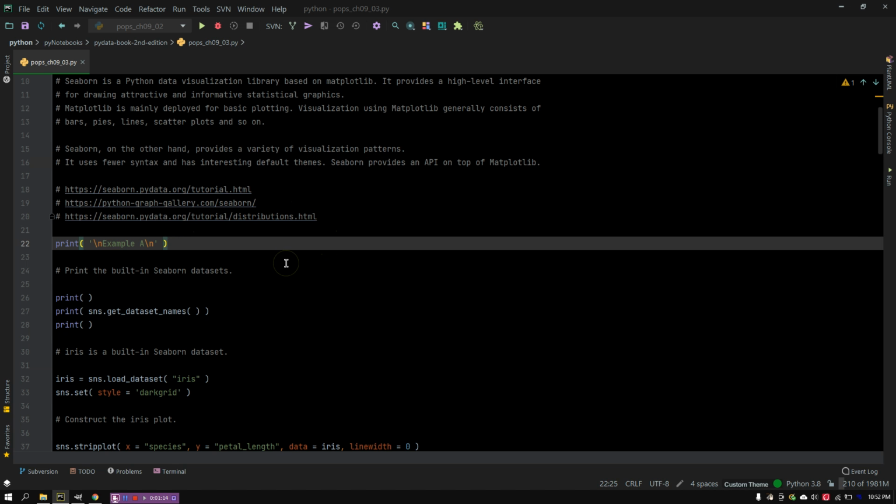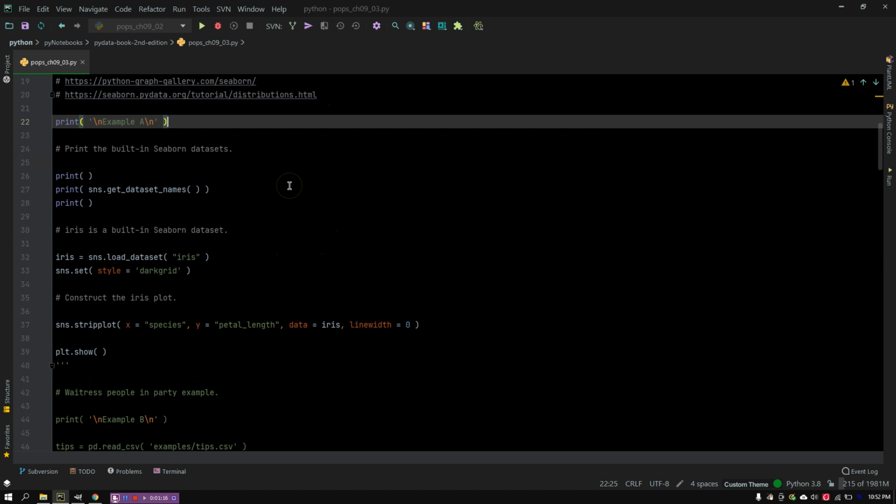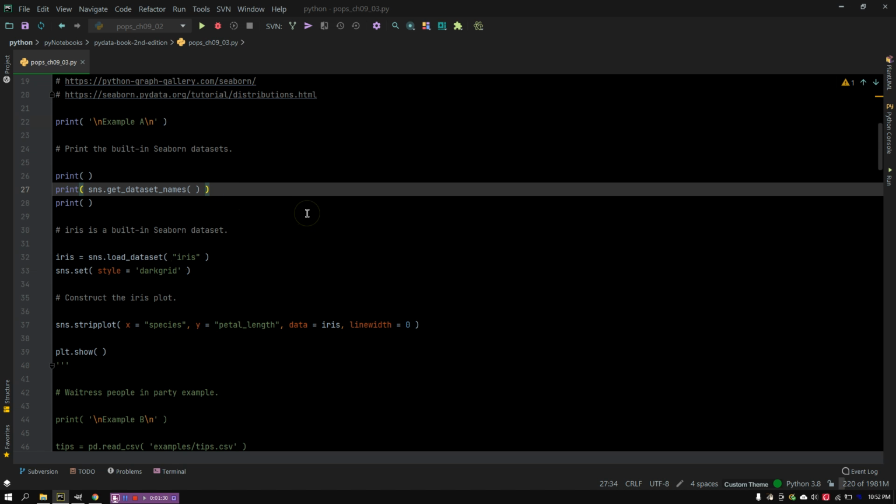Example A. Let's see, we're going to print a built-in dataset file called Iris. We want to see a list. We're going to see a list with this line here of the available datasets that Seaborn brings built in. Then we're going to set the style to dark grid, which is one that I like. And in Seaborn, you do it like this.